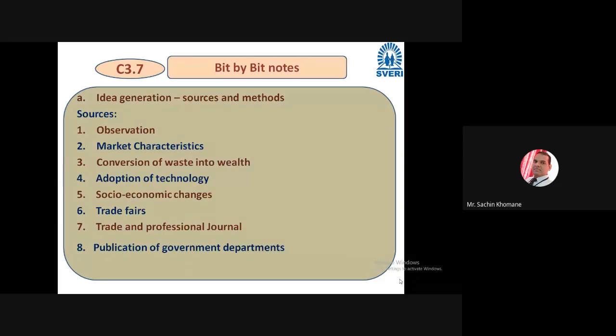Anybody else? Earlier demand was there and now no demand is there, or certain changes are there in product. Very good. I hope you understood market characteristics.